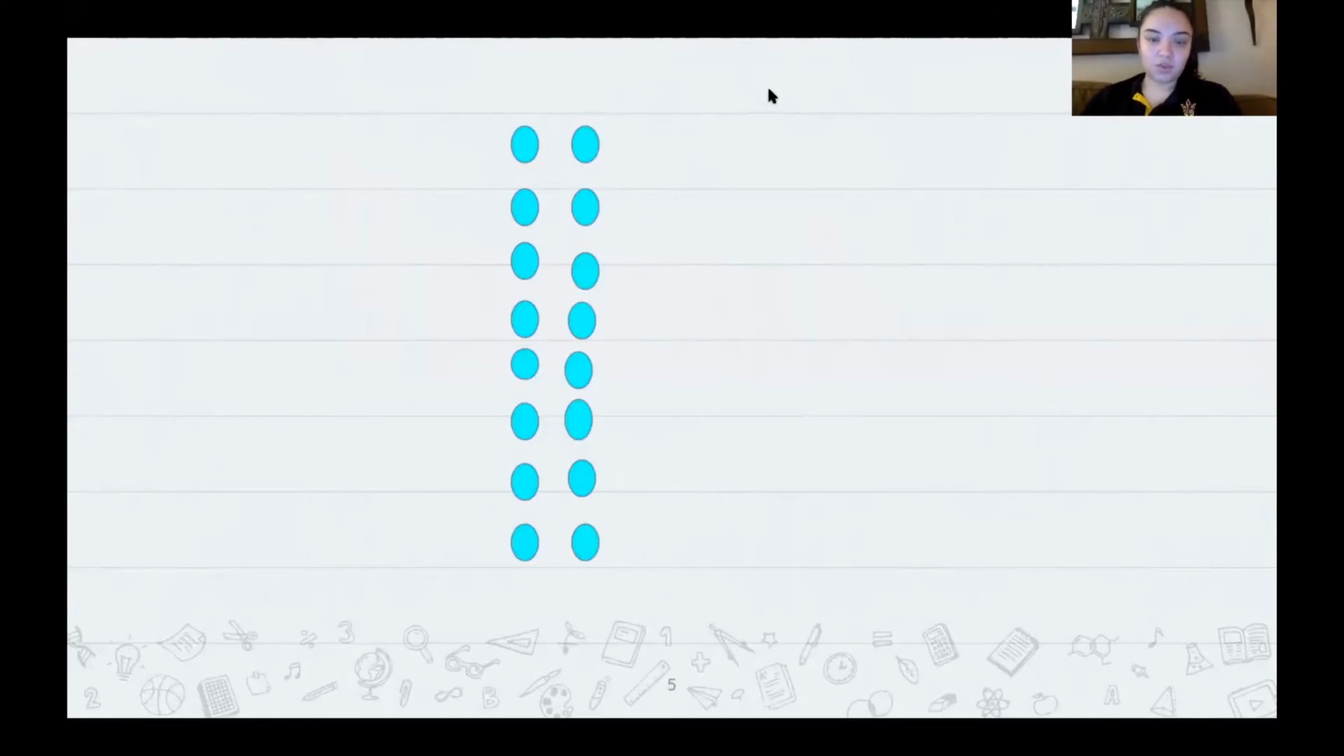So I want us to create a multiplication problem for this. So I see 1, 2, 3, 4, 5, 6, 7, 8 rows. And how many circles are in each row? I see 2. And that's going to give us an answer. So now we're going to use our array as a visual to skip count. So we have 2, 4, 6, 8, 10, 12, 14, and 16. So 8 times 2 equals 16. Perfect.